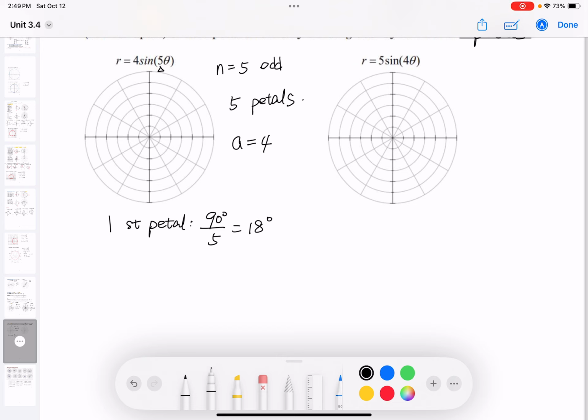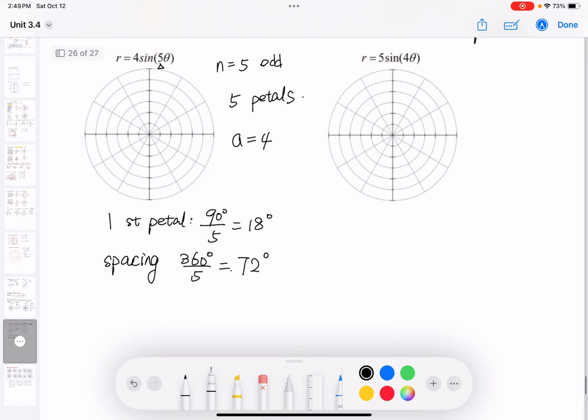And next, we need to find the spacing. How far is it from each petal? We have 360 degrees divided by 5. It is 72 degrees. Now we can find all of the 5 petal tips. For the first petal, the tip is at 18 degrees. For the second one, based on the 18, we plus 72. So you need to know how we found the second petal.